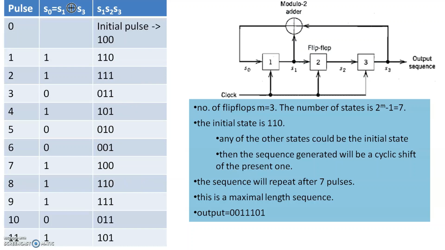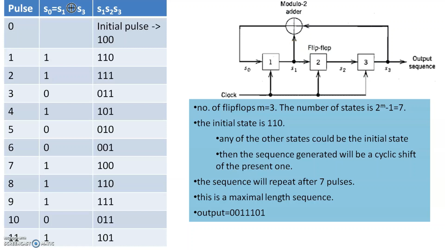It need not be the case everywhere. Sometimes the length might be 4; after 4, it gets repeated. It depends upon the number of flip-flops, which is 3, it depends upon the feedback connections, and it depends upon the initial state.